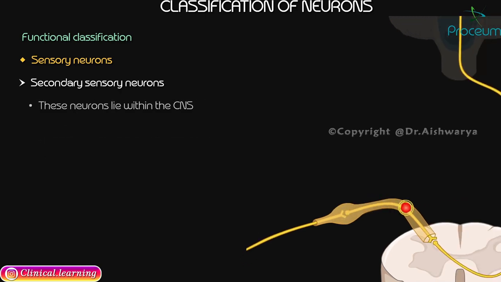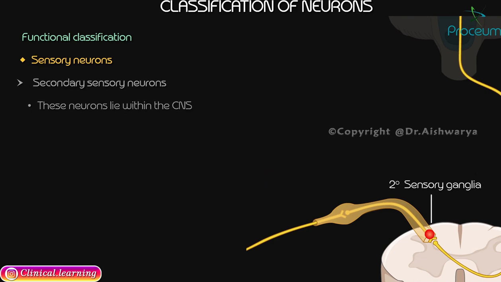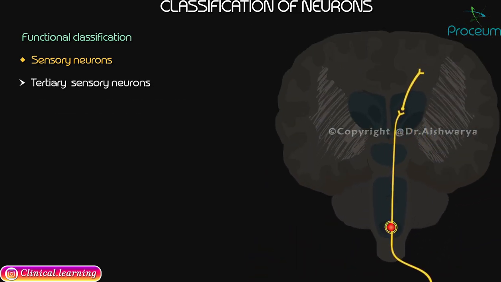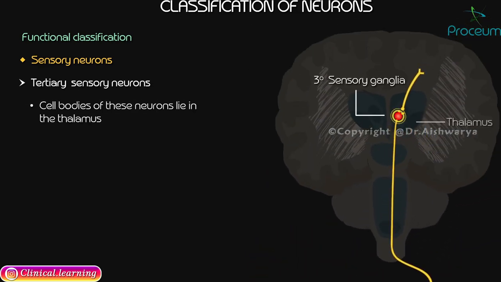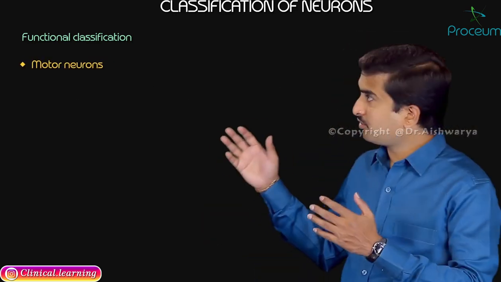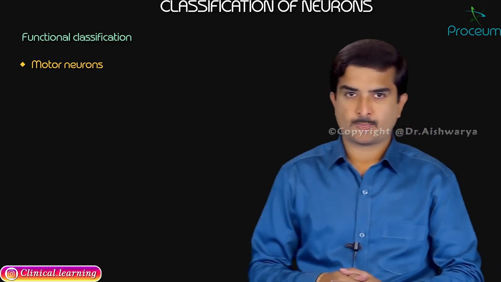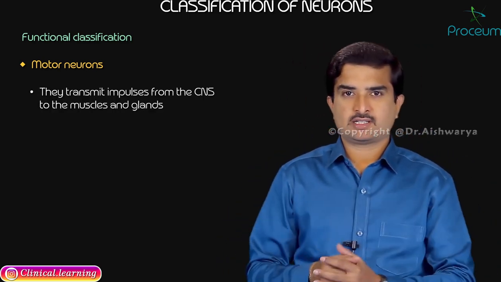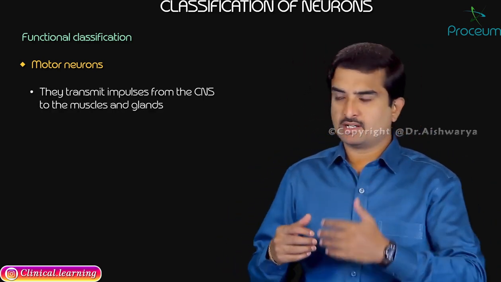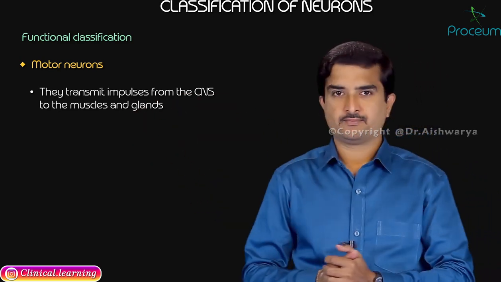Secondary sensory neurons lie within the CNS, and tertiary sensory neurons are those whose cell bodies lie in the thalamus. So this is how we classify the neurons as primary, secondary as well as tertiary. And next is the motor neurons. They transmit impulses from the CNS to the muscles as well as gland cells.